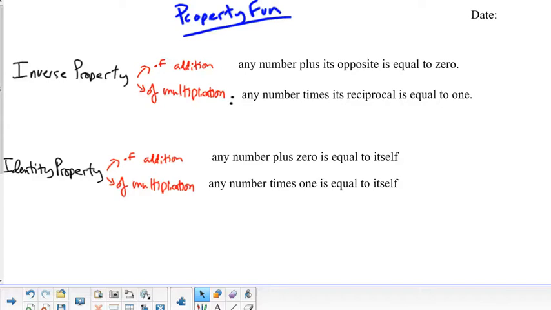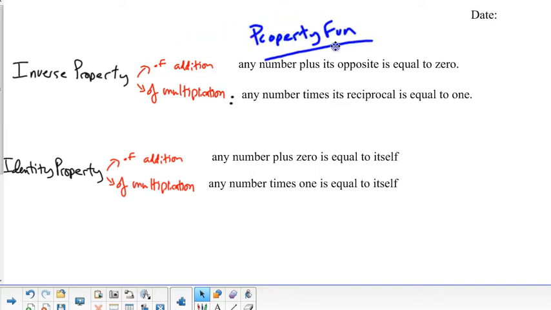Okay, today we're going to talk about properties, and not like in Monopoly, but properties of mathematics. I've entitled these notes Property Fun, obviously, super fun. Maybe I should rename this Super Property Super Fun.